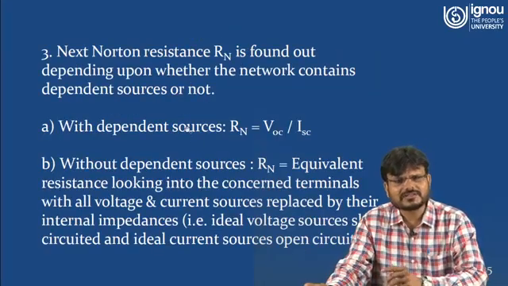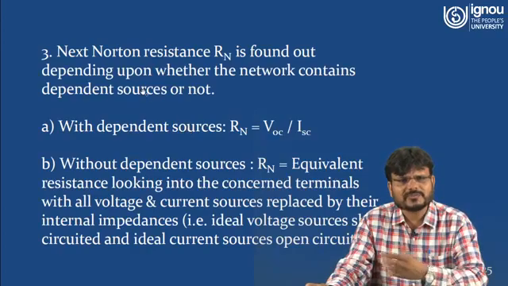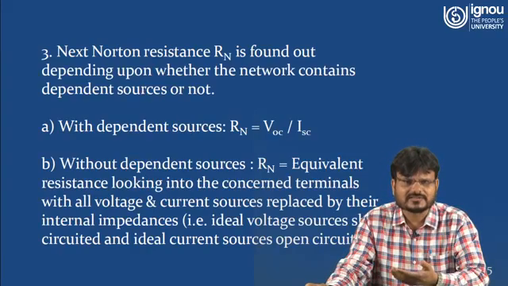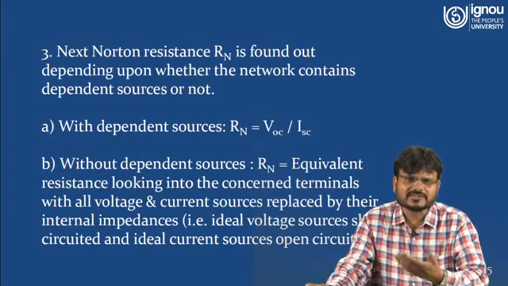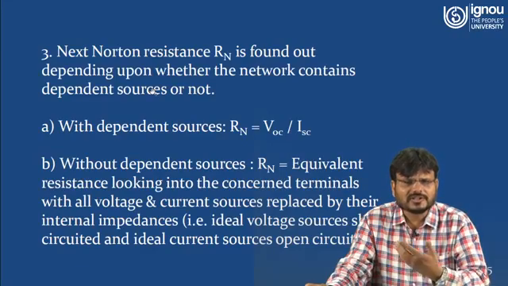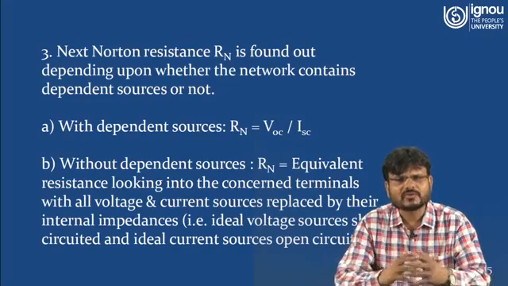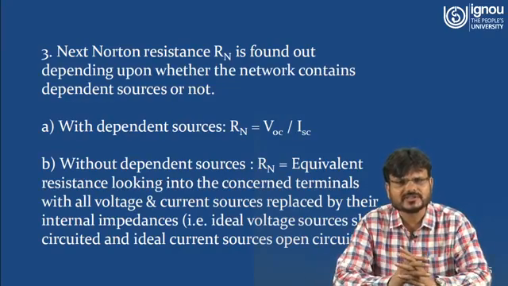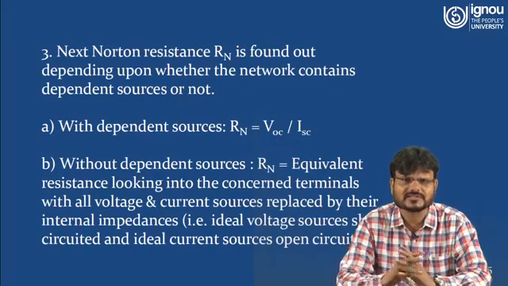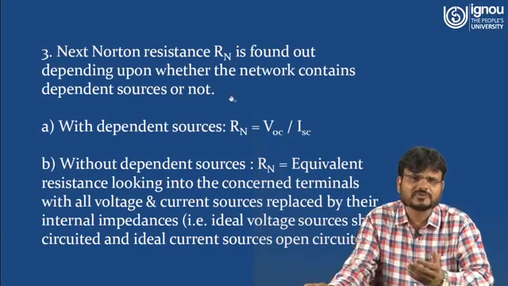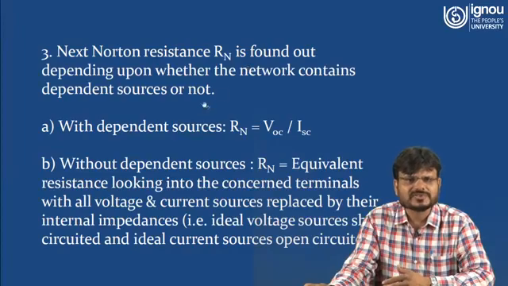And the next step is, you have to find the Norton resistance. To calculate the Norton resistance, the method is the same as you calculate the Thevenin resistance. So Norton resistance is the equivalent resistance looking from the two terminals into the network while all independent energy sources are replaced by their internal resistance. There may be two cases when you have to find the Norton resistance. The first case is when there are dependent sources.